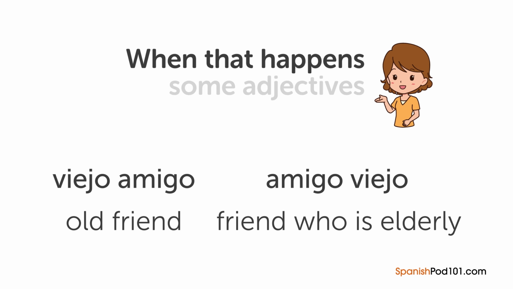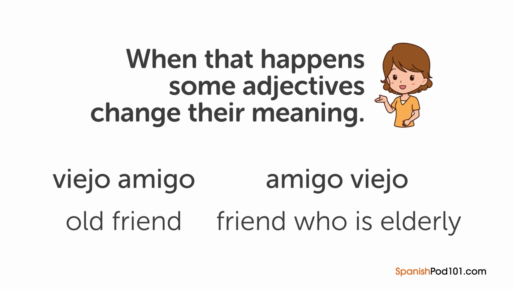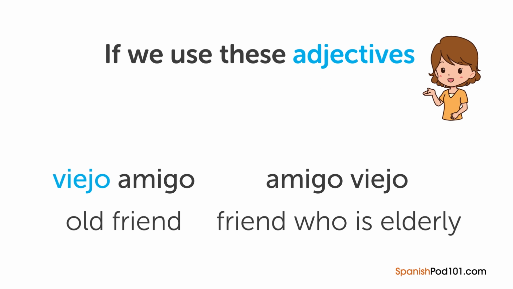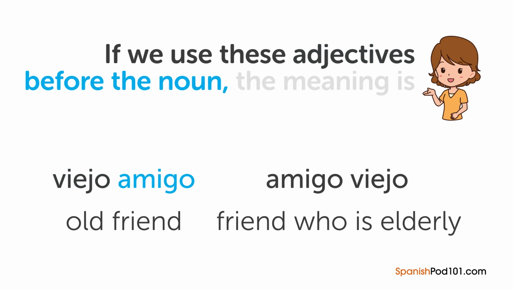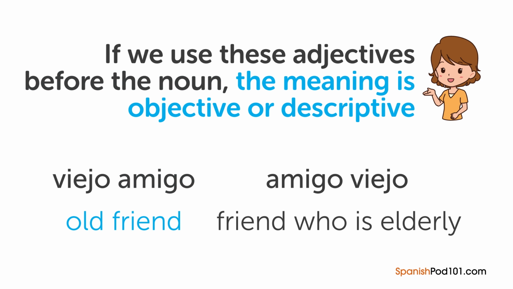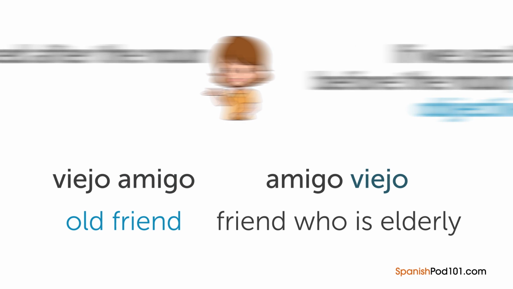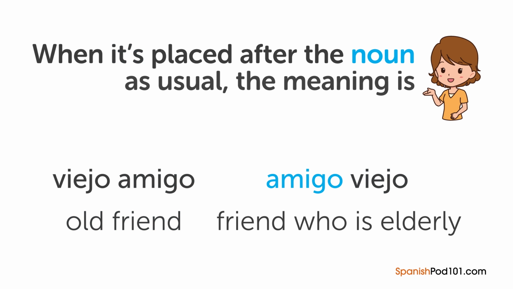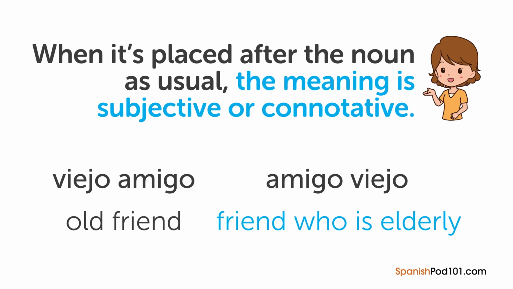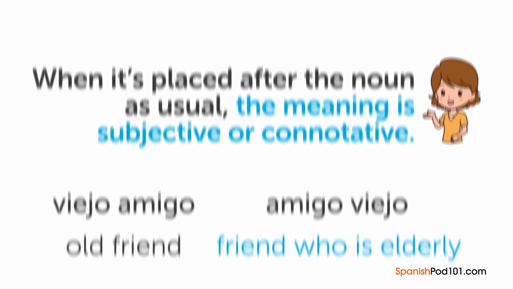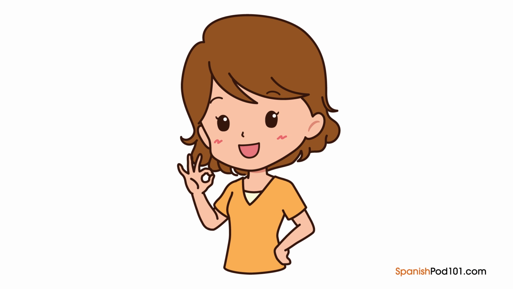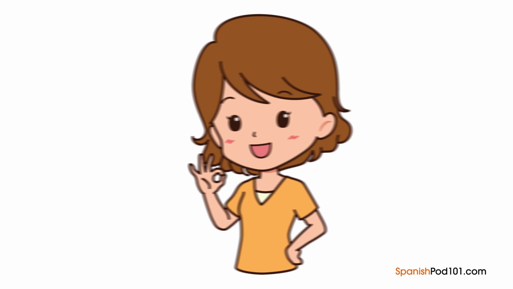When that happens, some adjectives change their meaning. If we use these adjectives before the noun, the meaning is objective or descriptive. When it's placed after the noun, as usual, the meaning is subjective or connotative. Let's go through some examples so you can learn how to use adjectives before nouns correctly in Spanish.